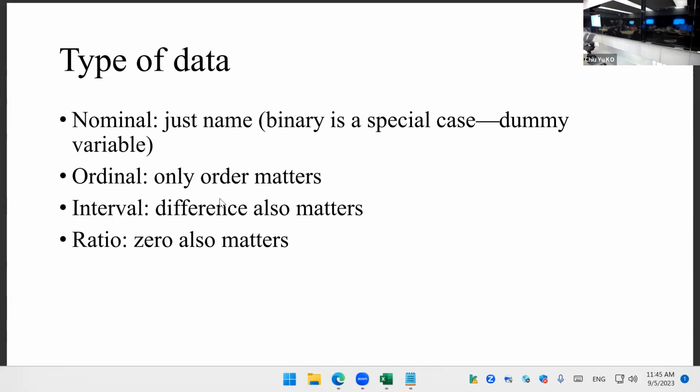Okay. And the different interval data and ratio data. Interval data means differences do matter. As I said, right? 3-star and 4-star is 1 star different. 4-star and 5-star is 1 star different, but the ratio is not there, right? There's no meaning, right? And ratio data in particular, also zero matters. Okay.